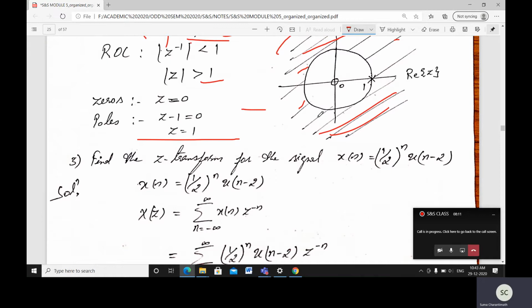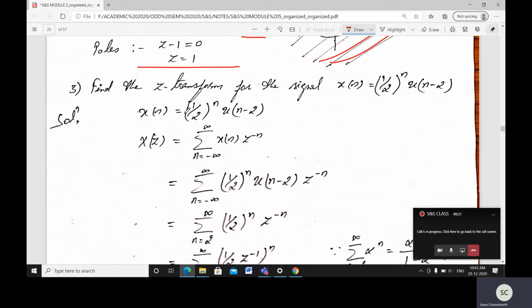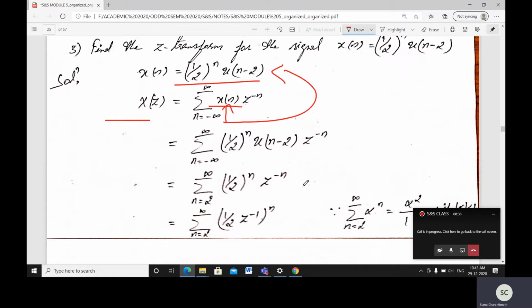This is one problem. Next, find the z transform for the signal x of n equals 1 divided by 2 power n u of n minus 2. Here the x of n signal is given. Just go to your z transform equation and substitute for x of n, as given. Therefore, 1 divided by 2 power n u of n minus 2 times z raised to minus n.